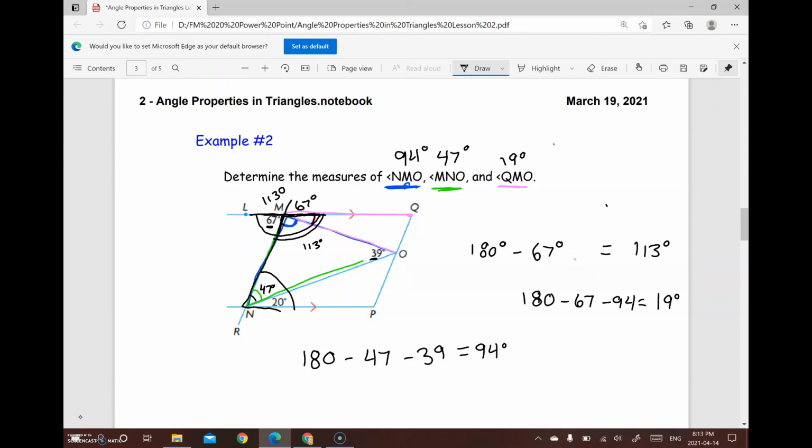Another way you could have solved for that 19 degrees is noticing that, let's just get rid of some more writing here. If we know the angle M is 113 degrees, then this whole section is 113 degrees because of vertically opposite. We solved for this angle here, which was 94. So if you go 113, subtract 94, we get 19. So there's just another way to solve for angle QMO.